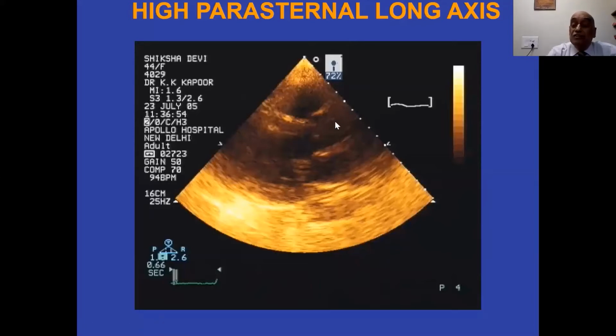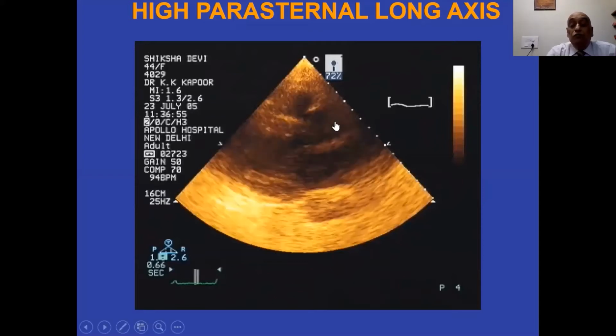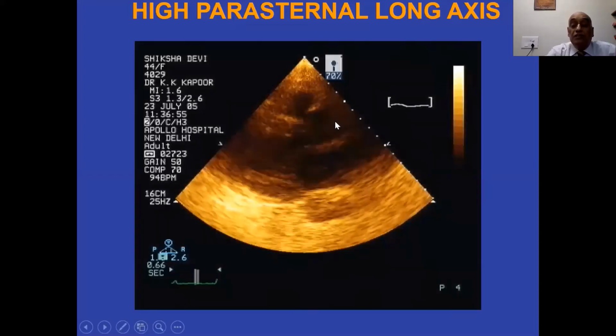Again, the index mark is still at the 10 o'clock position. Your probe is still at about the fourth intercostal space, about half an intercostal space higher, and you are still at the left parasternal position. So this is the high parasternal long axis view. Now we go on to another example of a high parasternal long axis view.